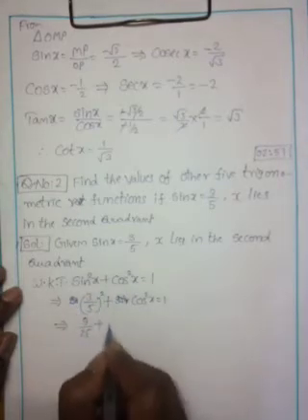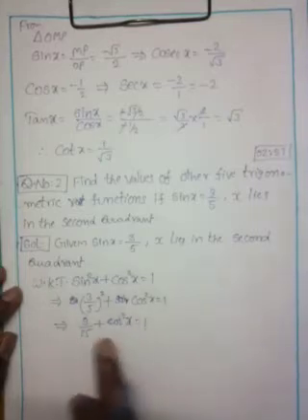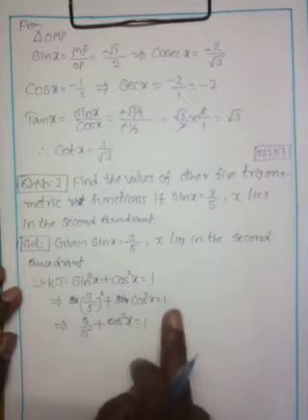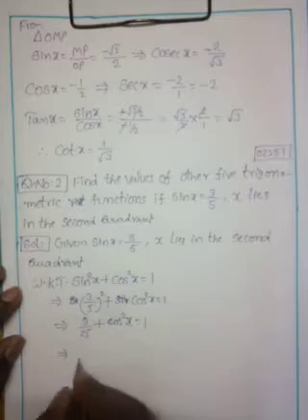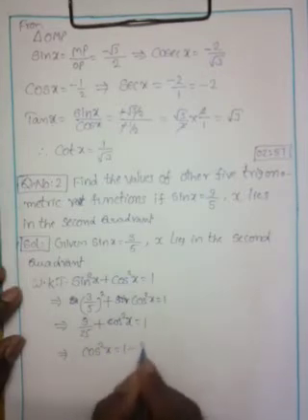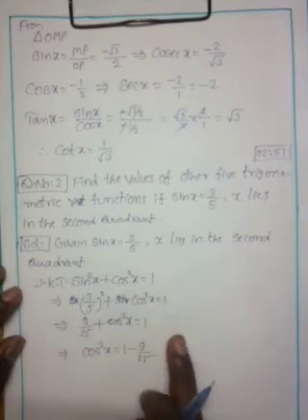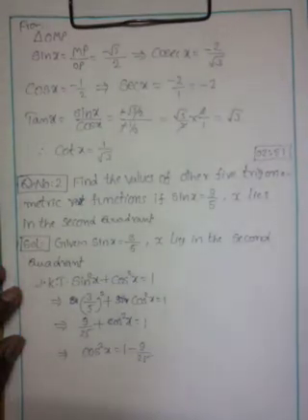Plus cos square x is equal to 1. I wrote the second term cos square x as it is, equal to 1 also as it is. Understood this step, my children? This implies cos square x is equal to 1 minus 9 by 25. I am sending 9 by 25 to the RHS, then it becomes minus 9 by 25. Understood this step, my children?